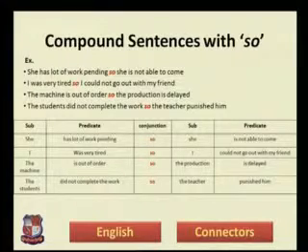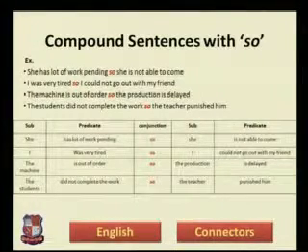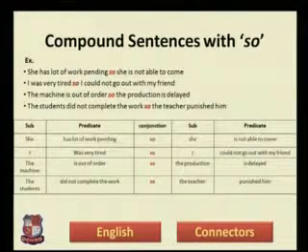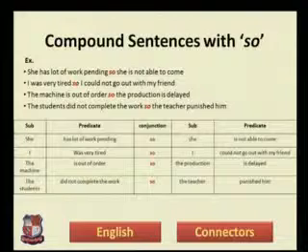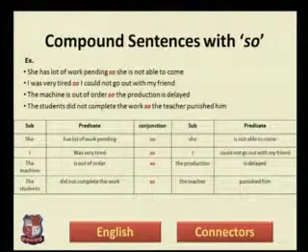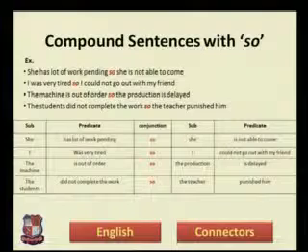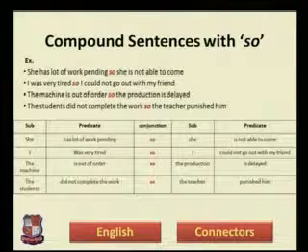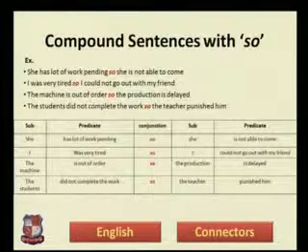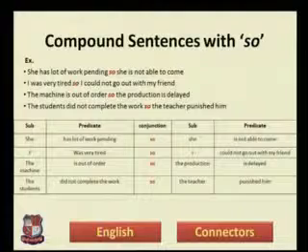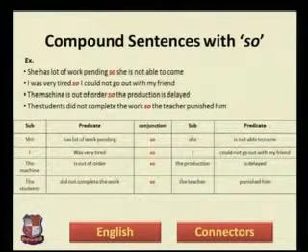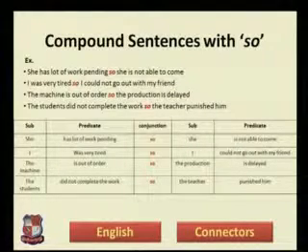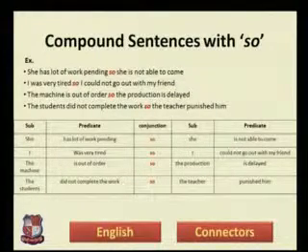In the third sentence you can see, the machine is out of order. It is a reason. So the production is delayed. It is a result, or you can say consequences. In the last sentence, the students did not complete the work. This is a reason. So the teacher punished him. This is the result. As you can see the analysis in the table given below, the she, I, the machine, the students, these are the subjects, rest of the parts of the sentence are predicate.